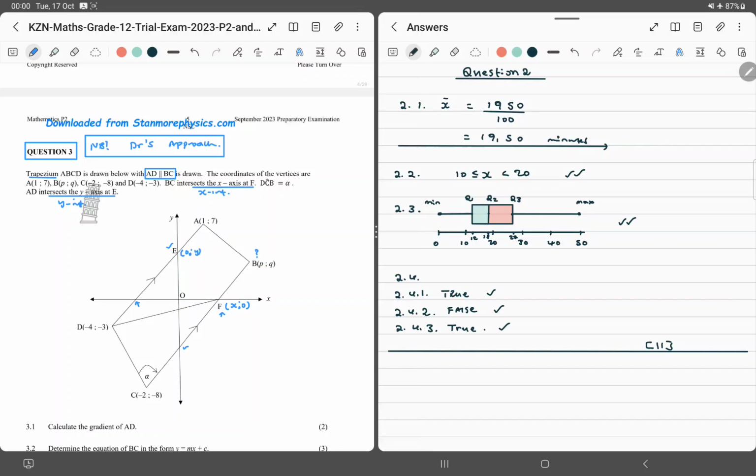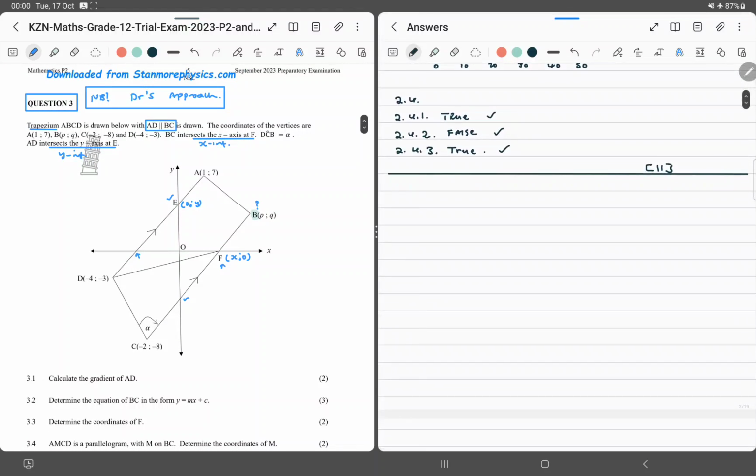But would we be able to find B? At this point, we don't have so much information, so it still remains elusive. So B, we need more information before we can find those coordinates. Okay, then we put it to the test.